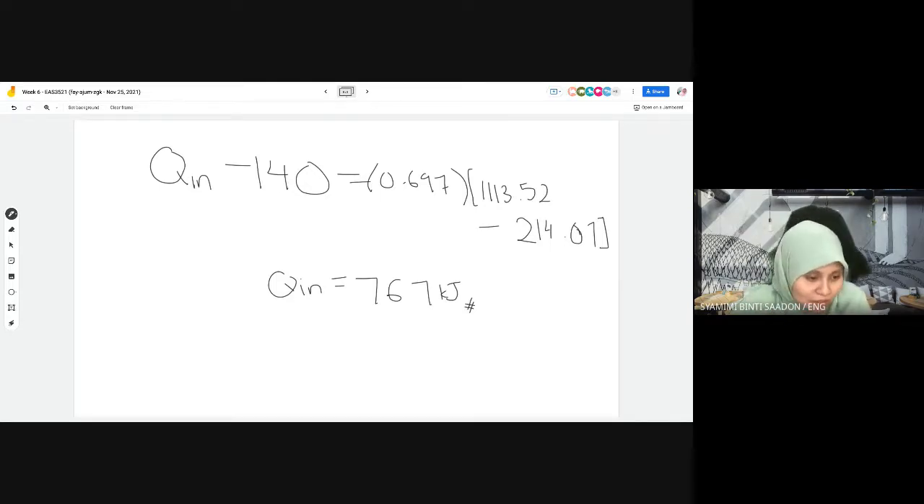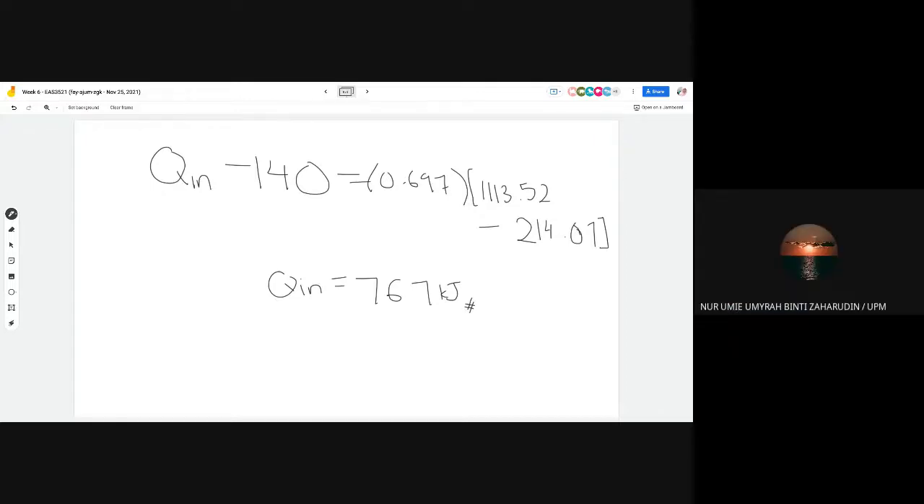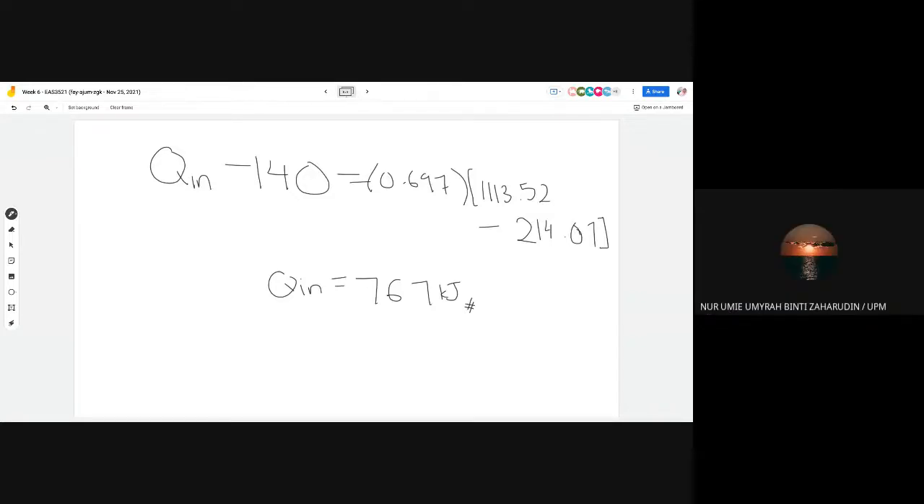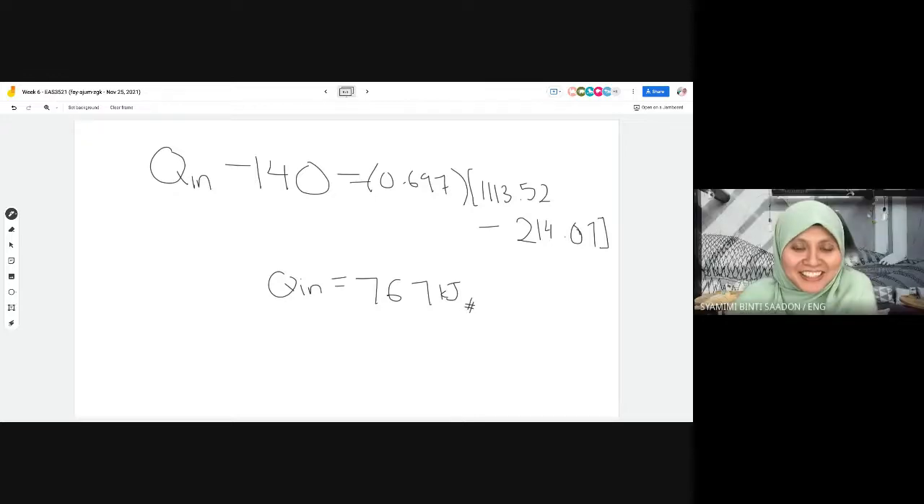So I think we stop here for this exercise. Doctor, why do we need to look at the ideal gas table? Because we want to search for U. Because we already have the temperature, and we already assume that the air is an ideal gas, so we can get U.